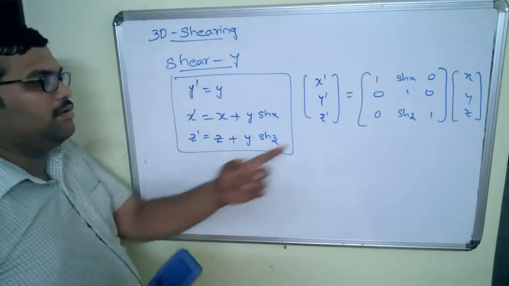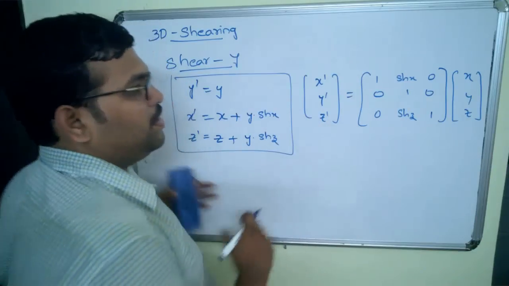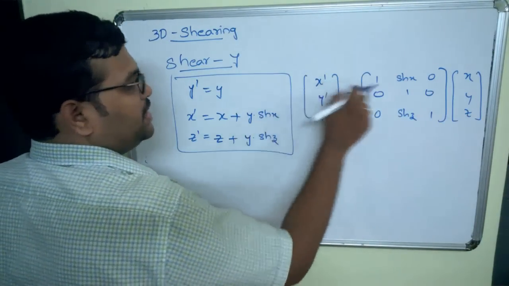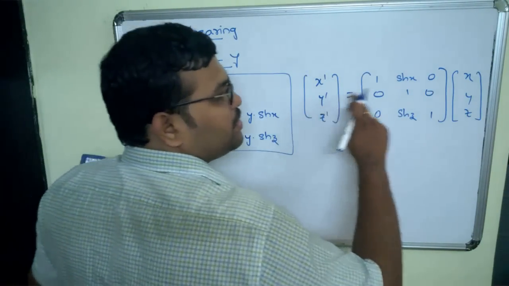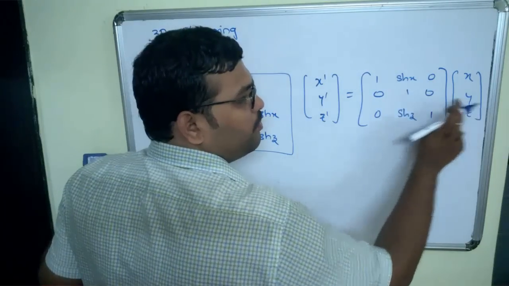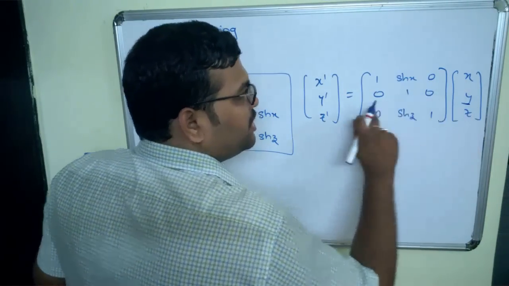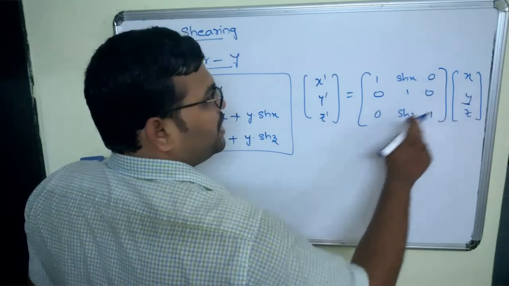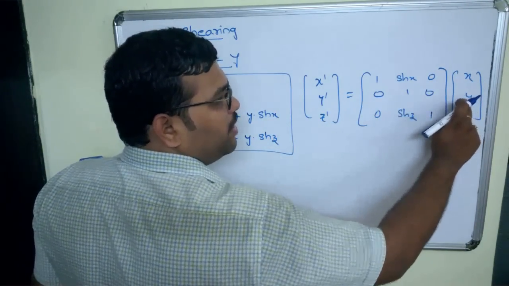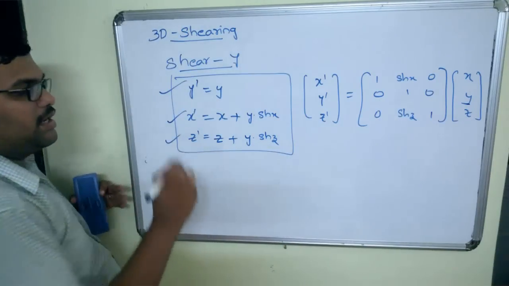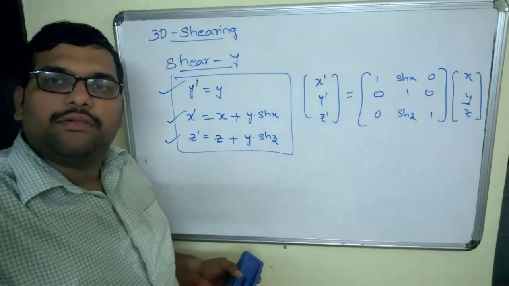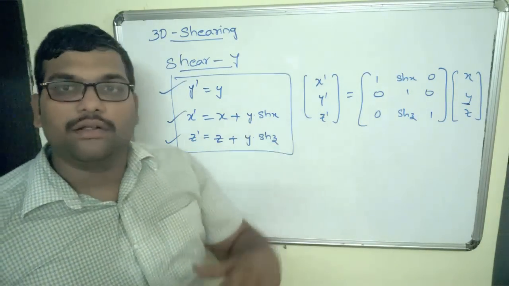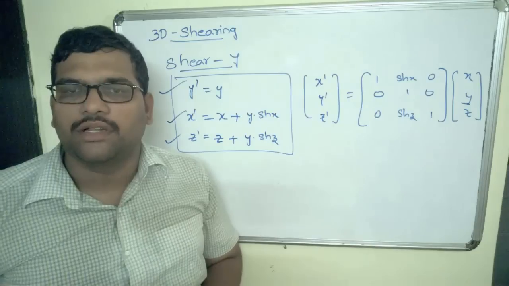So let us multiply these two matrices. So 1 into x plus y into shx, x' is equal to that. So this is perfect. y' is equal to 0 into x plus 1 into y plus 0 into z, that is y' is equal to y. This is correct. z' is equal to 0 into x plus shz into y plus 1 into z. So this is correct. So these are the formulae for basic three-dimensional transformations.